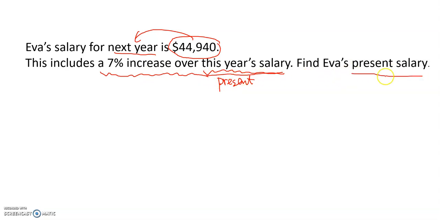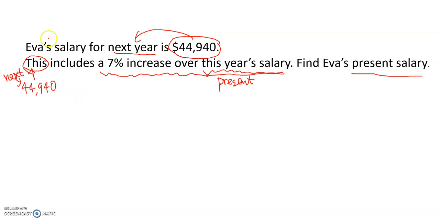What's the present salary? It's going to be easier if we set up an equation to solve it, because all you have to do is translate words to symbols. So the word "this" here means next year's salary. So this is the number 44,940. I'm just going to put it in there. This is for next year. How do we get next year's salary?